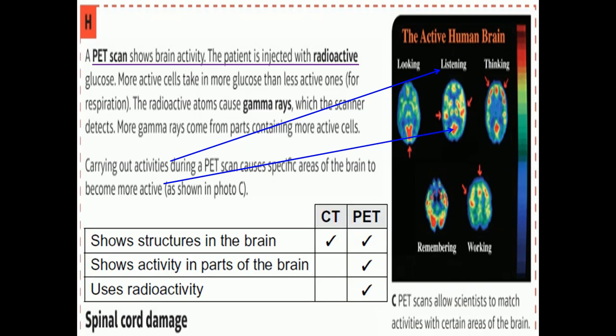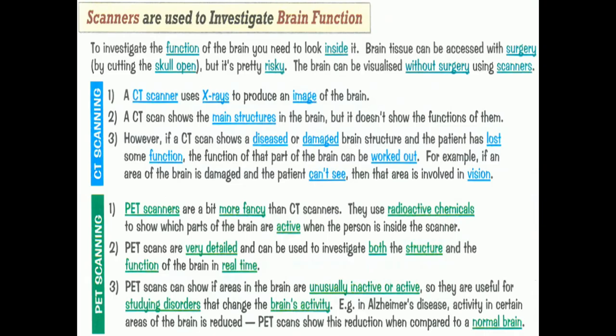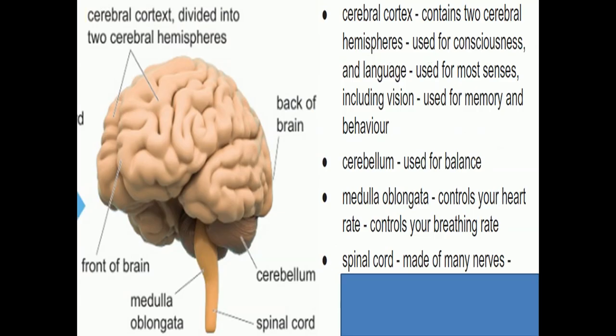So a PET scan is different to a CT scan because not only does it show you the structures of the brain, it could also show you the activity in that part of the brain, and you could then link that to the activity a person is carrying out. And here's a summary of both types of scanning, CT and PET scan.